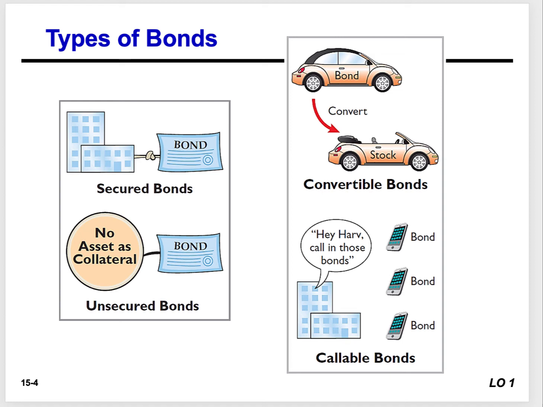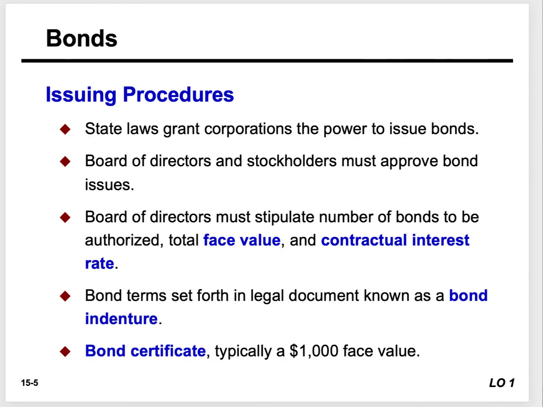So very important, the types of bonds that are out there, make sure you know these. We added some more bonds that aren't on here, things like the bearer or coupon bonds, the registered bonds, term bonds, serial bonds. Make sure you know what those are, okay?